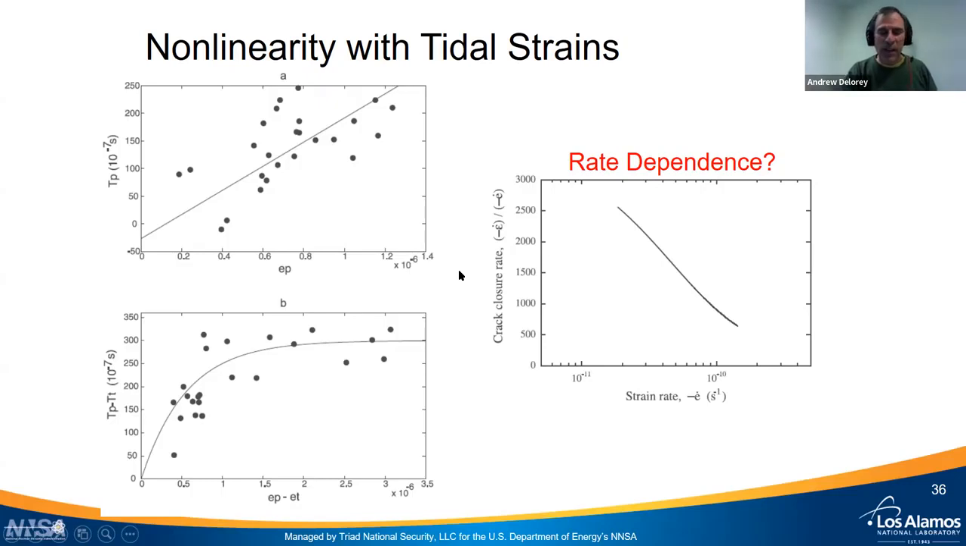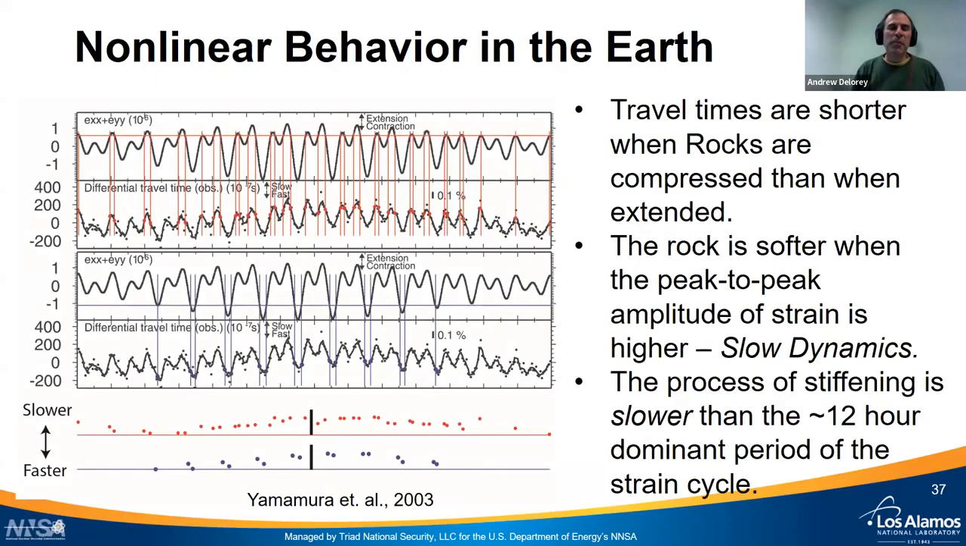And I'm going to tell you how I think about this. I drew some other lines on this. It's the same curves: this is the areal strain and differential travel time. These two top axes and two bottom axes are exactly the same things. I've just drawn something different on them. And what I see is that the travel times are shorter when rocks are compressed than when they're extended. That's obvious. But the rock is softer when the peak-to-peak amplitude of strain is higher. That's slow dynamics. And the process of stiffening is slower than the 12-hour dominant period of the strain cycle.